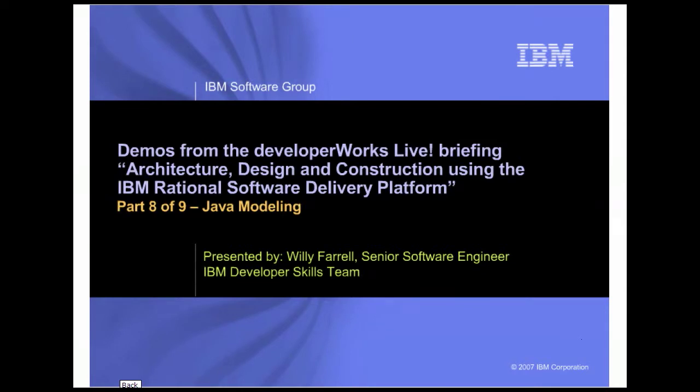This demo is the 8th in a 9-part series that supplements the developerWorks live briefing, Architecture, Design, and Construction using the IBM Rational Software Delivery Platform. In this series, you will see the demos that are performed as part of the live presentation of that briefing. In this demo, you will see some of the Java modeling capabilities of the Rational Construction tools. In the demo, I use Rational Software Architect, but all the features you see in this demo are also in Rational Application Developer and Rational Systems Developer.